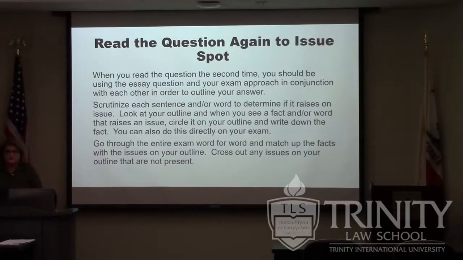I know some students will do that. They'll see a word and then they'll circle it and then they'll put a line and then put what the issue is. Whatever you feel comfortable with, just start practicing the different ways so that you have an approach and you're comfortable with that, and experiment, whatever works for you. Go through the entire exam word for word and match up the facts with the issues on your outline. Cross out any issues on your outline that aren't present in the essay.